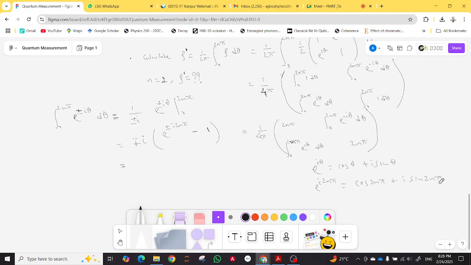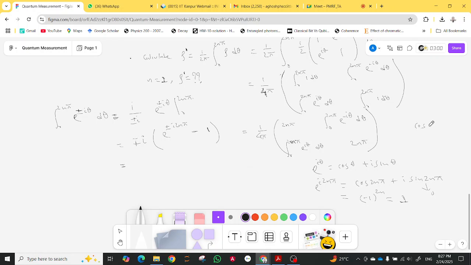Now sin 2n pi, everything is even, right? It is 0 always, right? For n equals 1, 2, 3, whatever, it is 0. And cos 2n pi is what? This is minus 1 to the power 2n, right? So this is always 1. Understand?